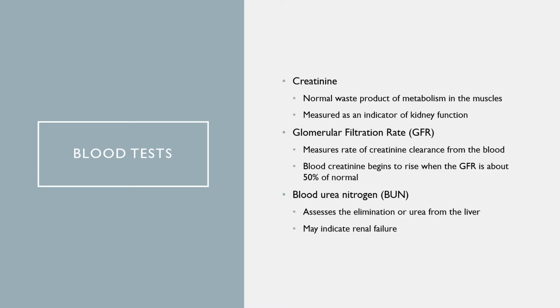All right, certain blood tests can be run. One would be for creatinine. This is a normal waste product of the metabolism in muscles, and it's measured as an indicator of kidney function. We can measure our GFR, which is our glomerular filtration rate. This is going to measure the rate of creatinine clearance from the blood. Blood creatinine begins to rise when the GFR is at about 50% of normal, so that's what we're looking for there. And then we have the blood urea nitrogen test, or BUN. This assesses the elimination of urea from the liver, and it may indicate renal failure.